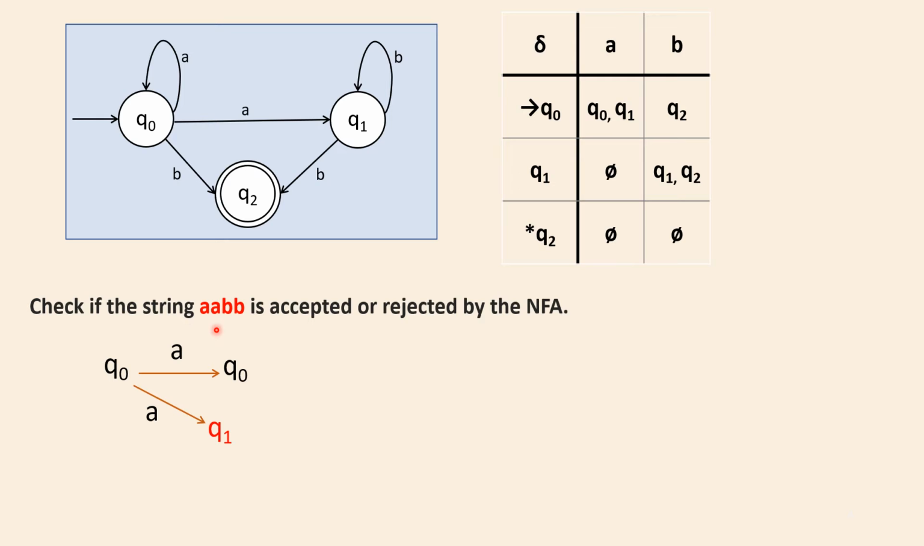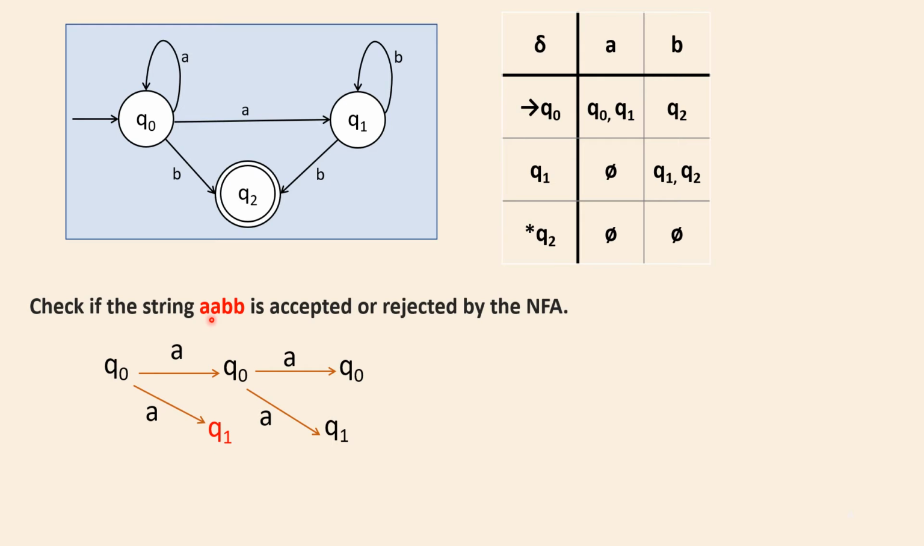So now for the second input cell we have another A. We have to give this A to Q naught and Q1. So when I give that A to Q naught, it can either go to Q naught itself. So Q naught can loop that A to Q naught itself, or Q naught can give that A to Q1. Again from Q1 there are no transitions for input A. So there are no transitions here. So Q1 has no move. So this will end right here.